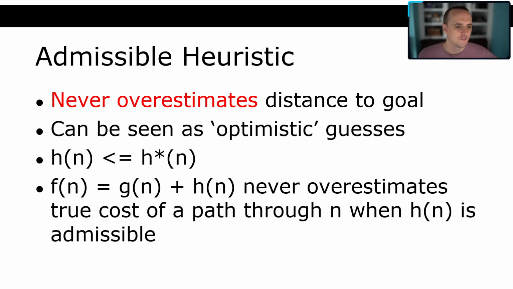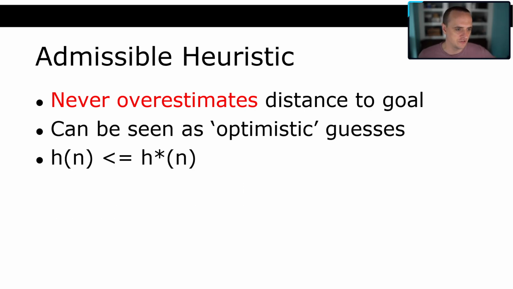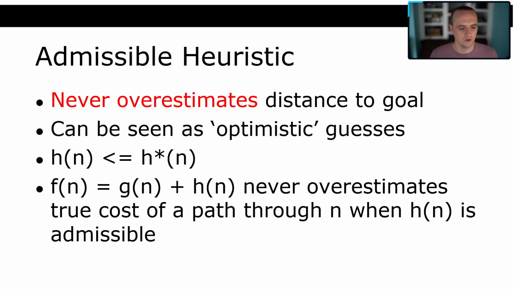And so for an admissible heuristic, h of n is always less than or equal to h star of n. Because remember, h star of n is the actual optimal cost from n to the goal. So if h star of n, which is the actual distance to the goal, or the perfect guess, is always greater than it, then that's an admissible heuristic. So look at this. We talked about g of n last time.